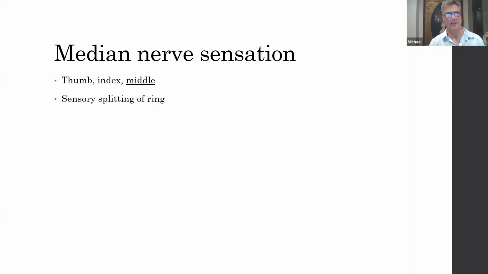And then median nerve sensation: thumb, index, and especially the middle. It's important to always test the little finger and go from the little to the middle, little to the index, little to the thumb. Always compare to the little finger, because that should obviously be normal. Don't even bother testing the ring finger, because it's a split sensation in the ring finger. So it's just little to thumb, little to index, and little to middle, with the middle probably being the most important, because it's a sensation that should be similar to the sensation of the little finger.